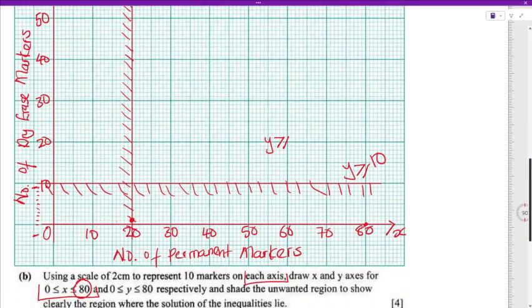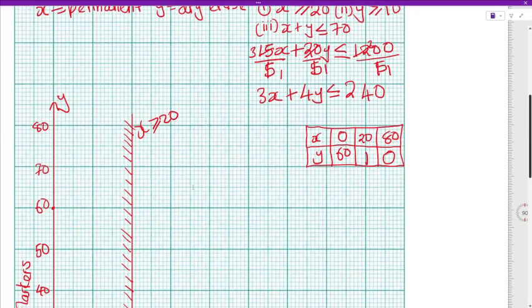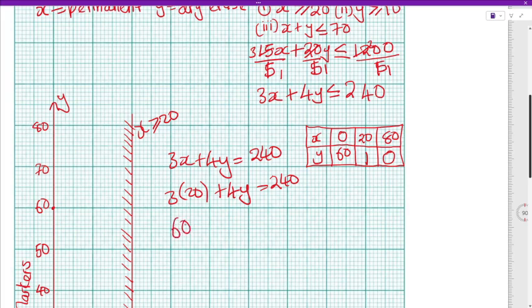20,1 is somewhere else. So let us rework this one where we tested for 20. It seems we may have missed it somewhere. Okay, 3x plus 4y is equal to 240. We're testing that x is equal to 20. Let's redo this one. I think we missed it somewhere. 240. So 3 times 20 is 60.